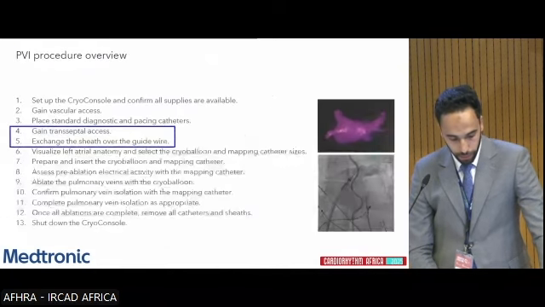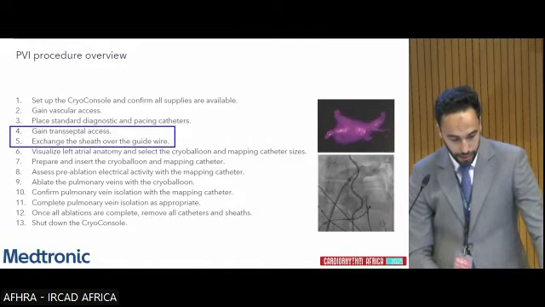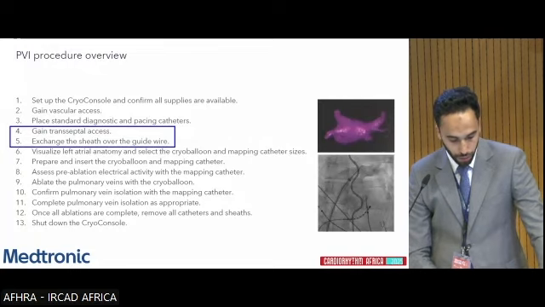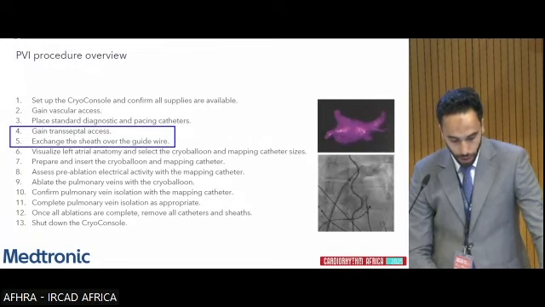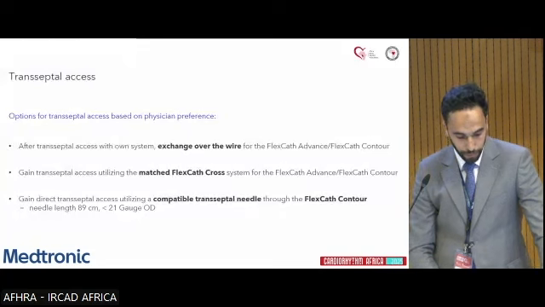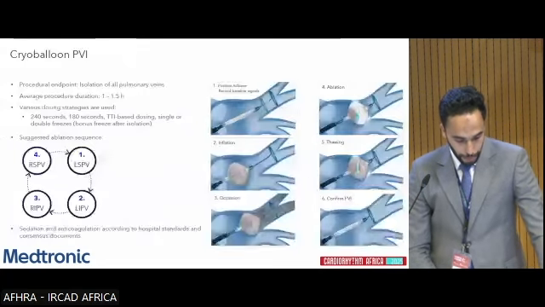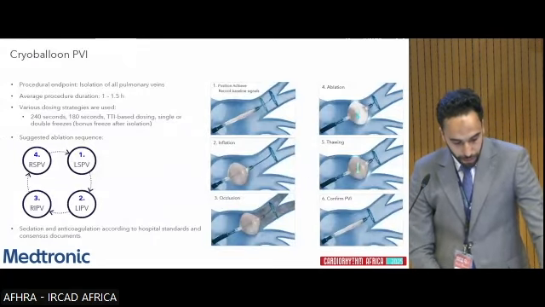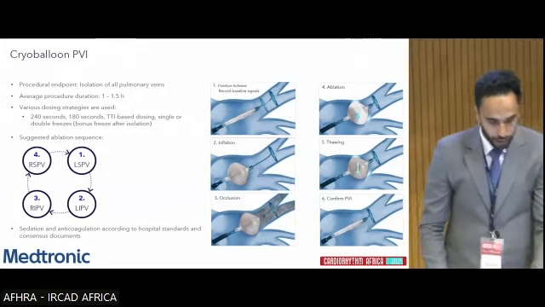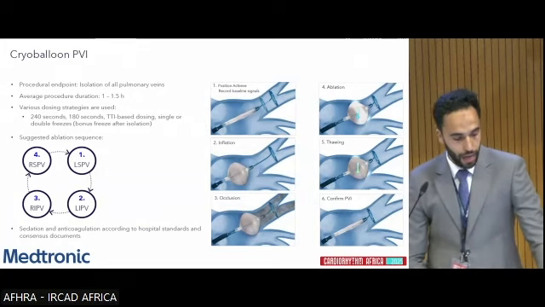CRYO procedure. After we set up the CRYO console and confirm all supplies are available, we gain vascular access, place standard diagnostic and pacing catheters, gain transseptal access, exchange the sheath over the guide wire, and inflate the balloon. After we inflate the balloon, the procedure endpoint is to isolate all the pulmonary veins.